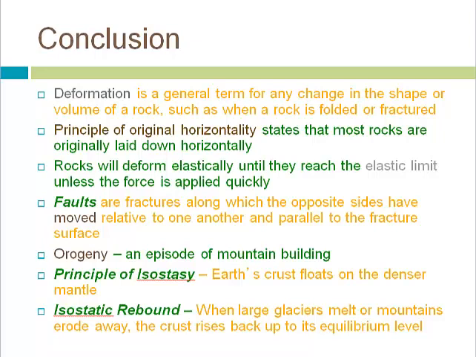We have the principle of isostasy, which is that Earth's crust floats on the denser mantle. And then we have isostatic rebound. When large glaciers melt or mountains erode away, the crust rises back up to its equilibrium level, just like we see with Michigan.